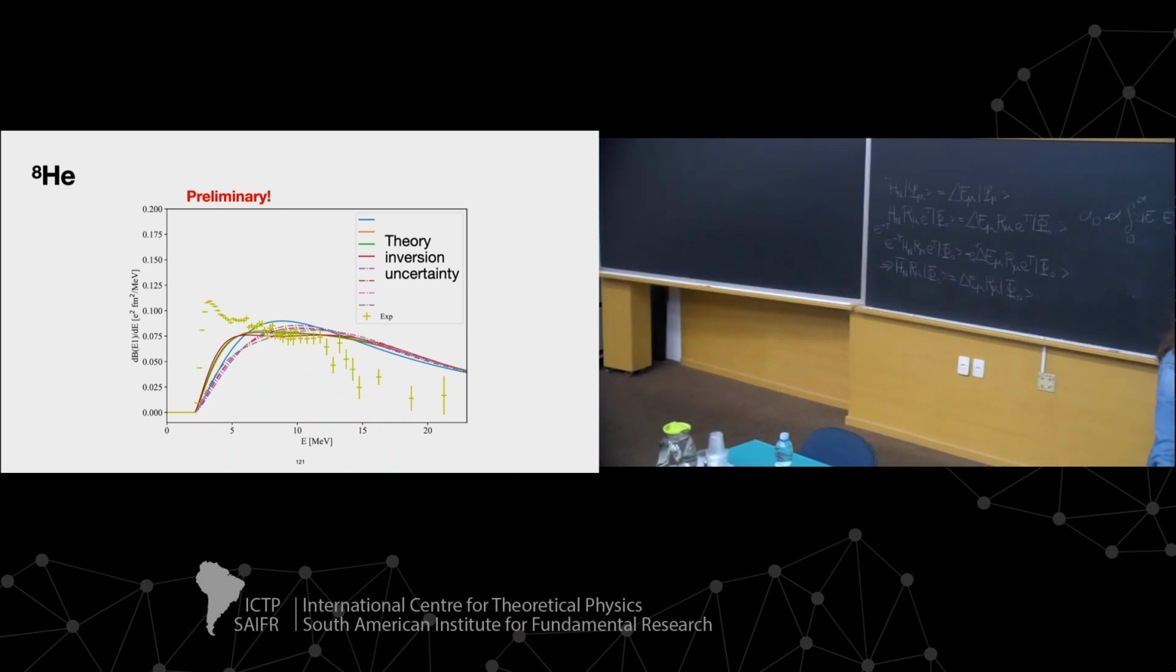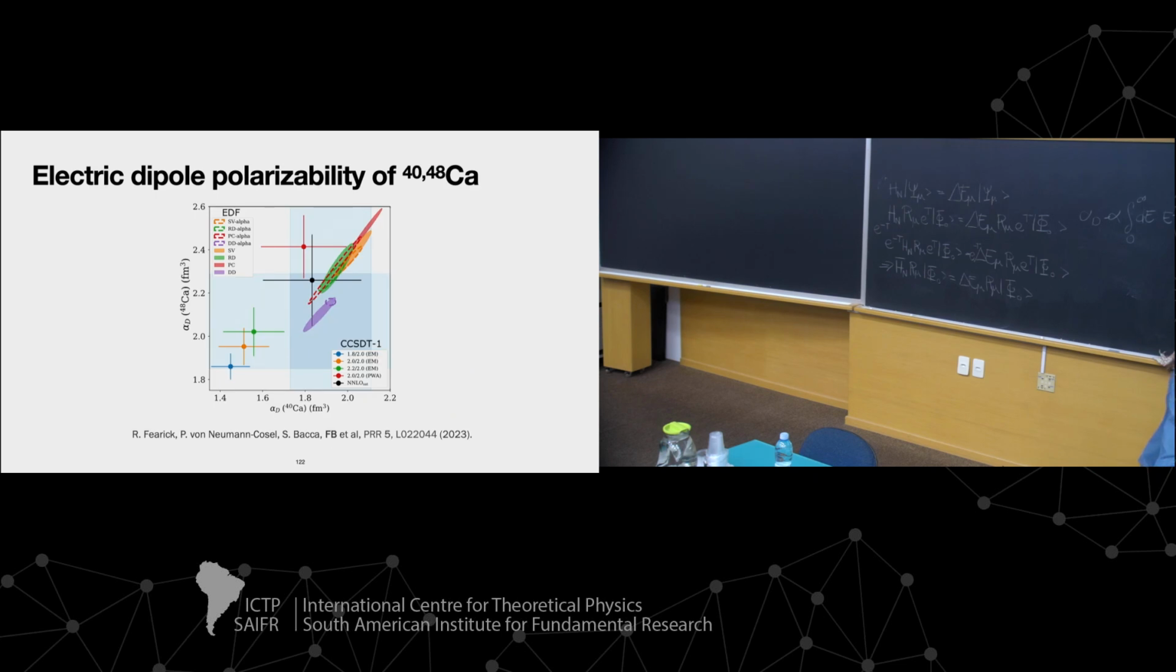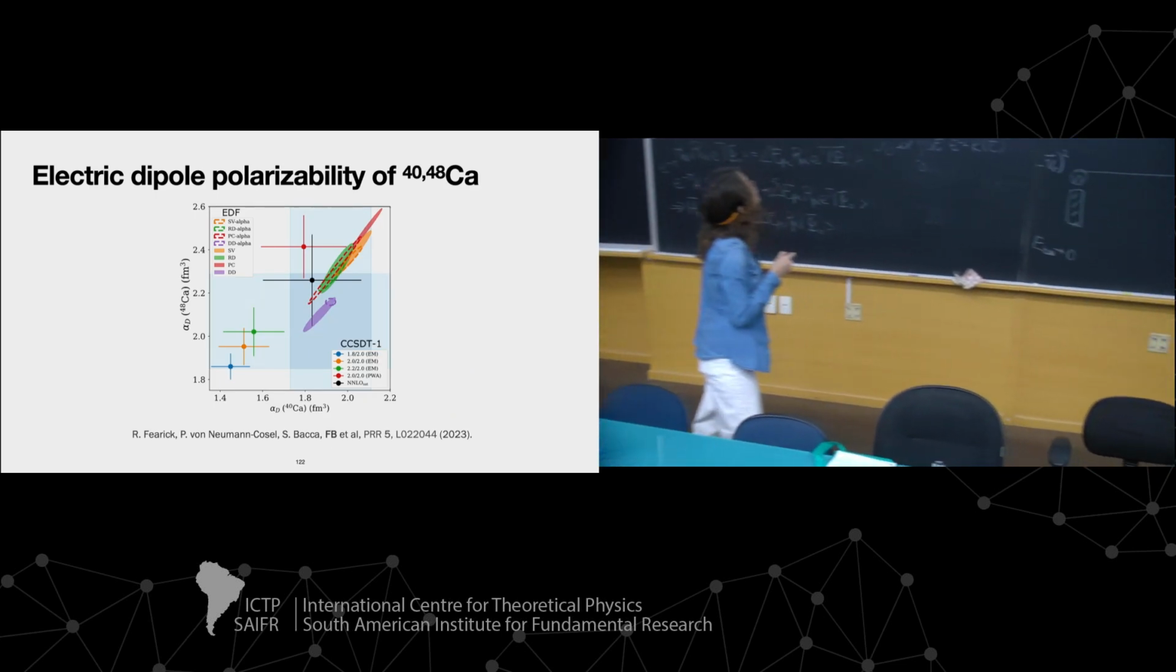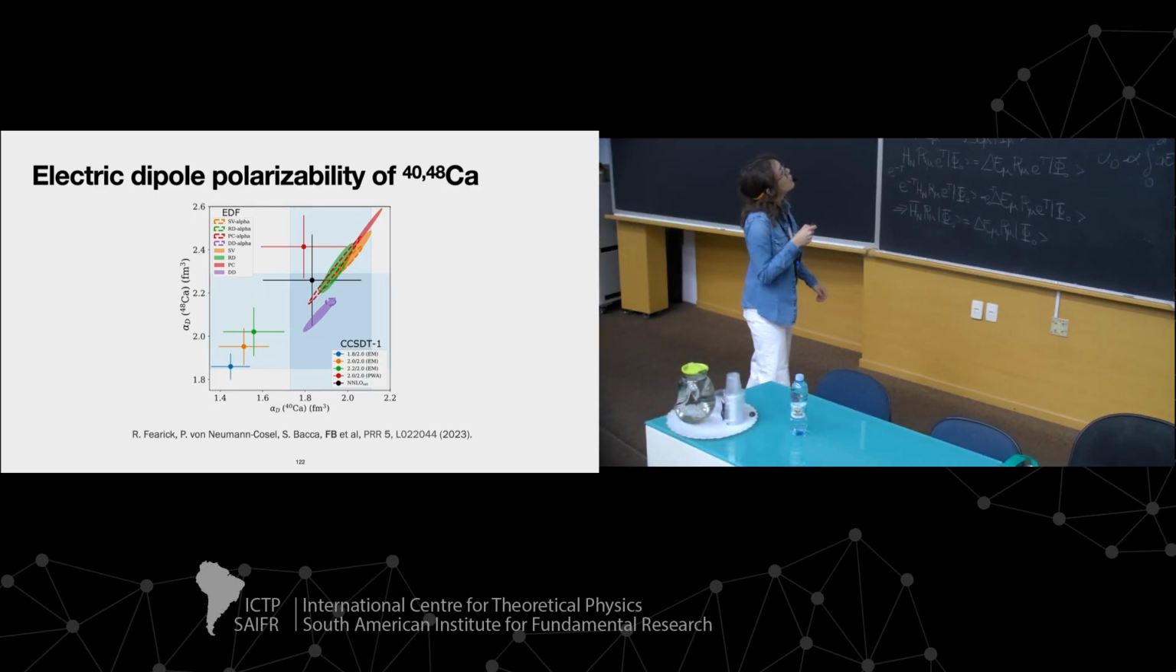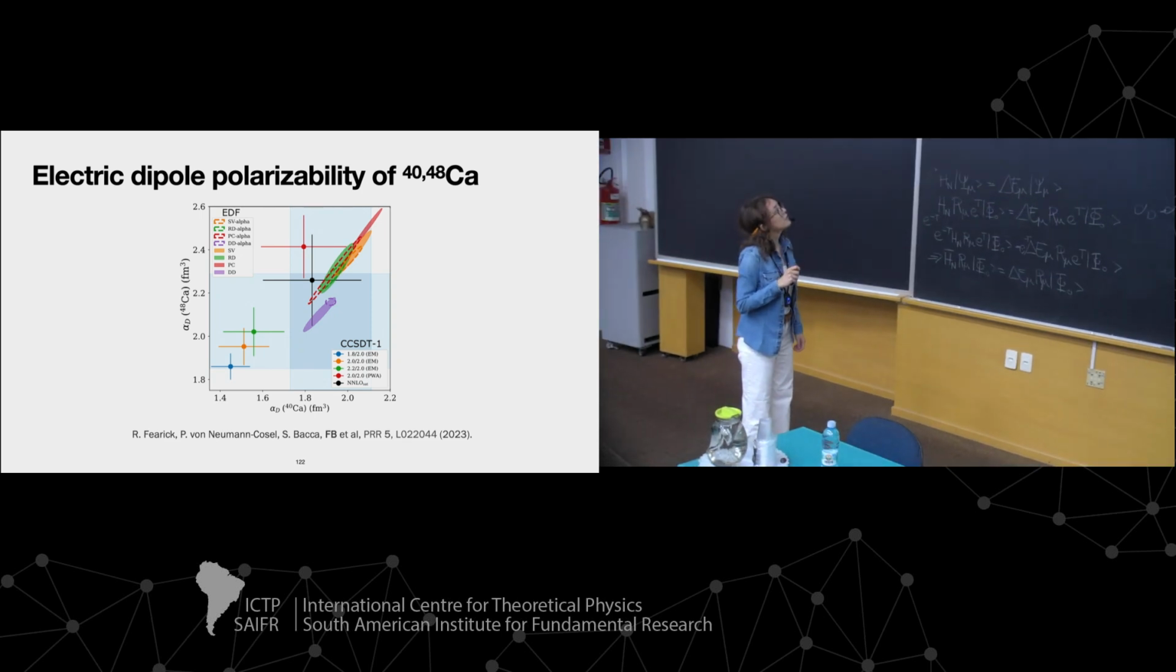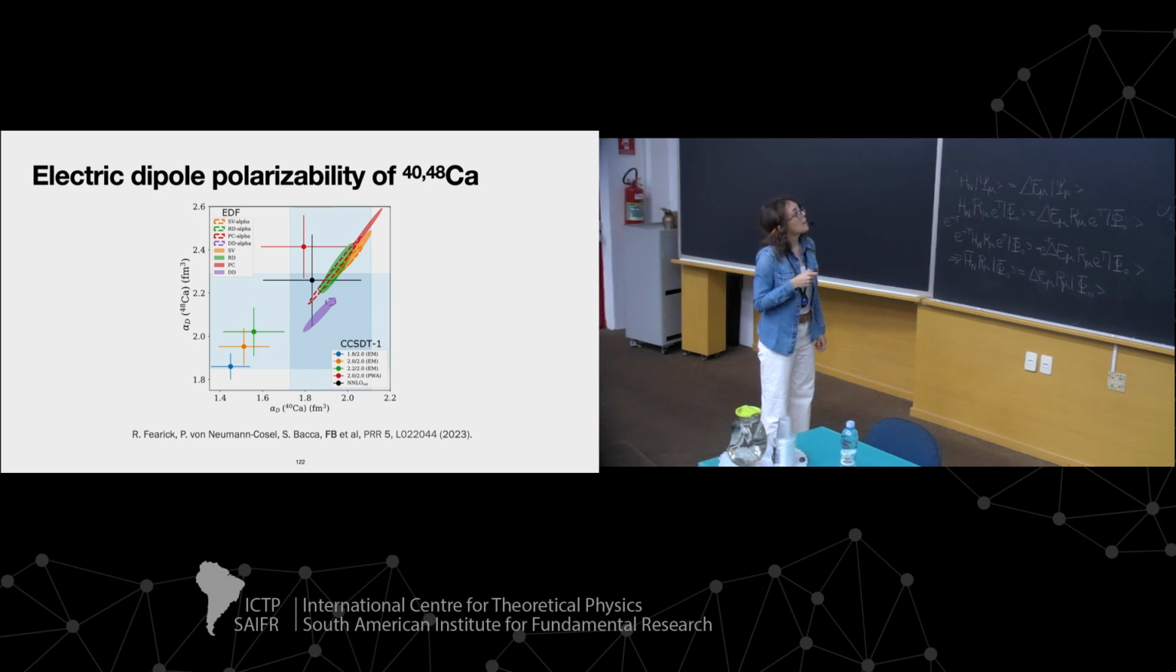and finish here. So coming back to the case of calcium, here I'm showing some predictions that we made for the case of calcium-40, which was recently measured via proton inelastic scattering. So the experimentalists measured the polarizability of calcium-40. Here we are showing it as a function of the polarizability of calcium-48.